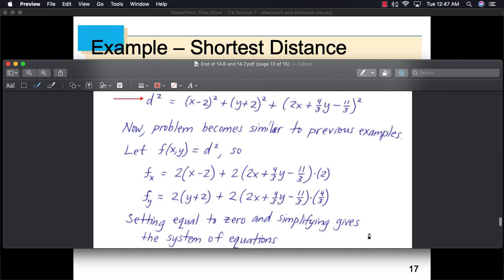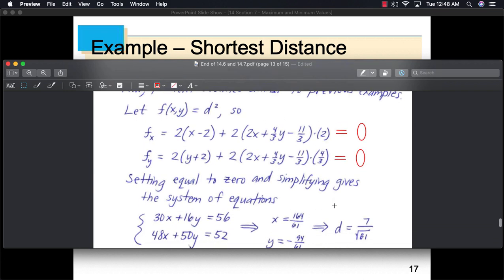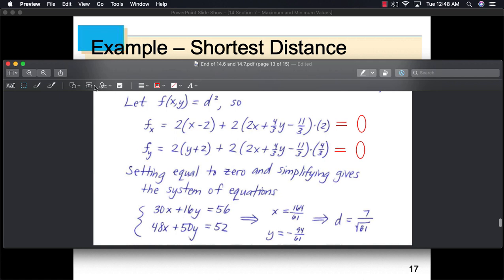Once again, you're going to set each one of these equal to 0, and now we have a nice system of equations. Now, this system of equations does reduce down to these two equations right here, which look a lot cleaner than this up here. Okay, but then you solve the system of equations, you get kind of an ugly pair of numbers: 164 over 61 and negative 94 over 61.